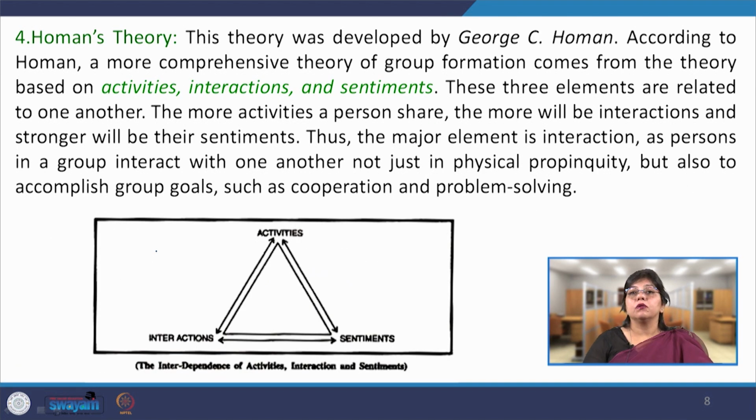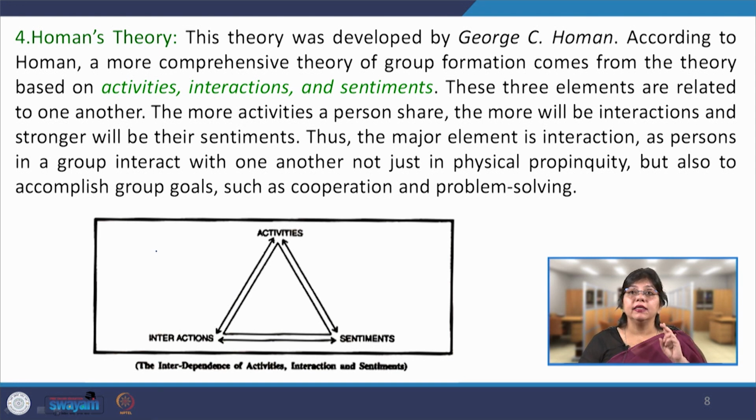And the last is Homans's theory. George C. Homans developed this theory, and according to Homans, a more comprehensive theory of group formation comes from the theory based on activities, interactions and sentiments. This is the most common feature in all the theories that we have discussed so far, that is interaction. So, interaction, activities and sentiments, according to Homans, work all together in one go.